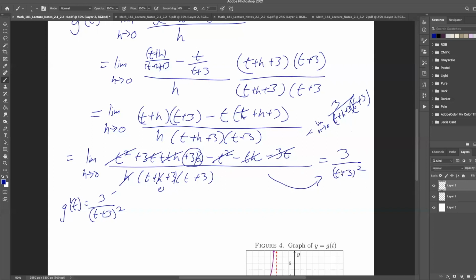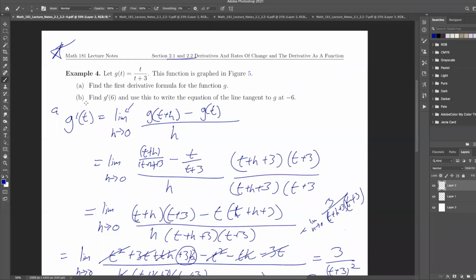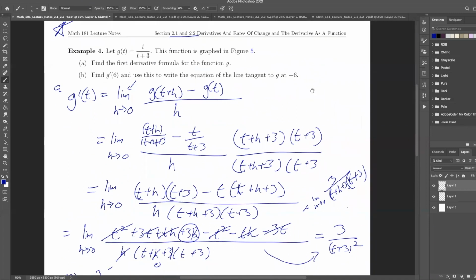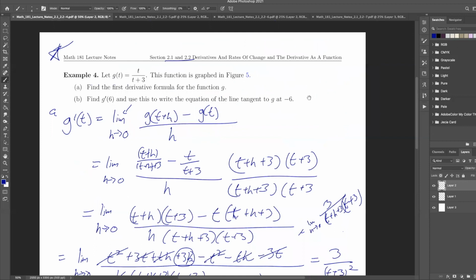So we have this, and so we found A. B, find g prime of 6 and use this to write an equation of the tangent line at 6. So g prime of 6, well, if I plug 6 into this, I'll get 3 over... minus 6, sorry. This should have a negative sign. I wanted to find the tangent at negative 6, and I forgot the negative sign here. There we go.